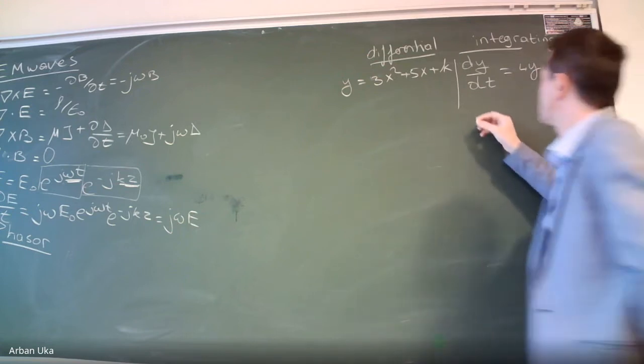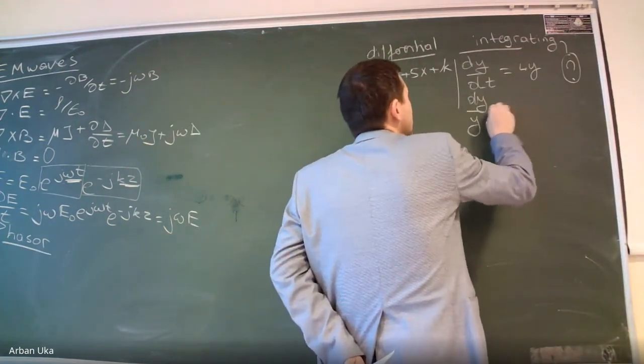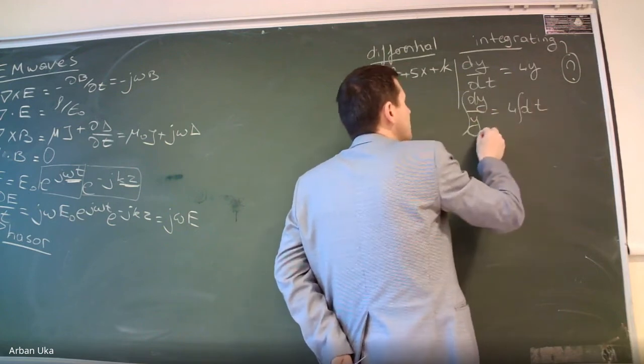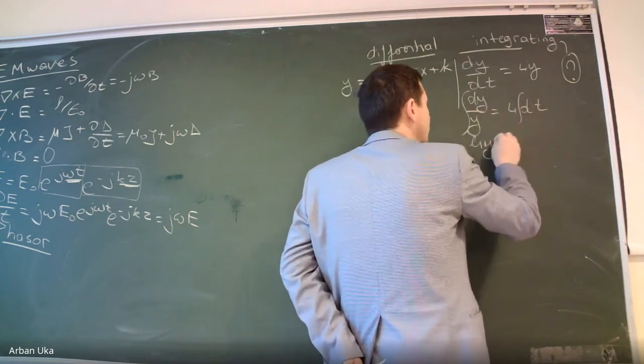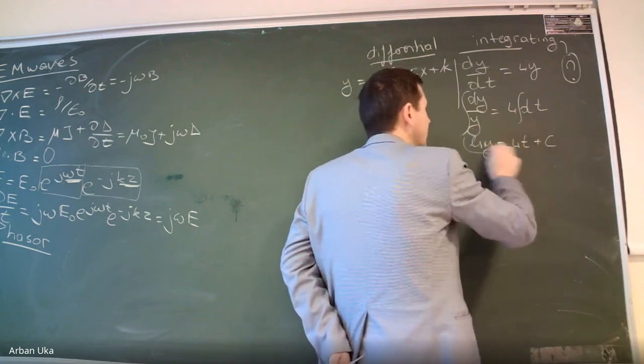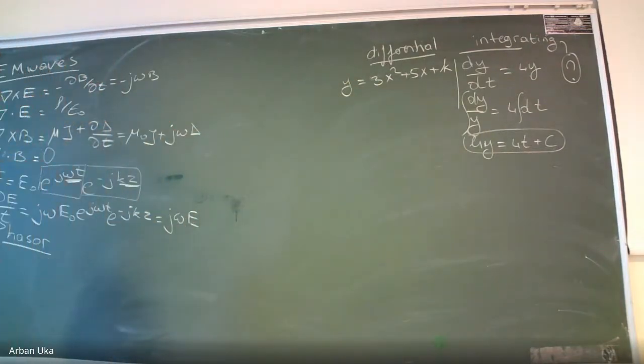Okay, so in this case, you know how to take these integrals over y. This is equal to 4 dt. You integrate both sides of the equation. This is ln y. So far, everything is good. 4t plus c. This is the constant of integration. This is one constant of integration if you have a first order differential equation.